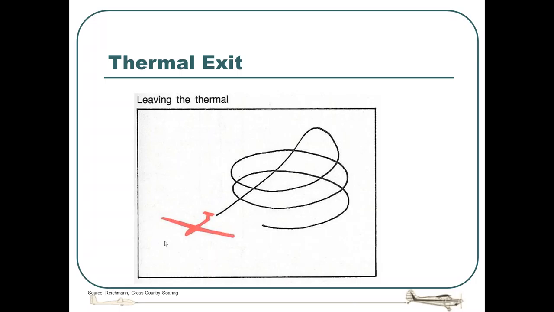Go in the direction that you want to go. Make sure you know where that is. You can get pretty disoriented the first few times that you thermal. You won't know where Alliston is compared to Tottenham. So keep that in mind.